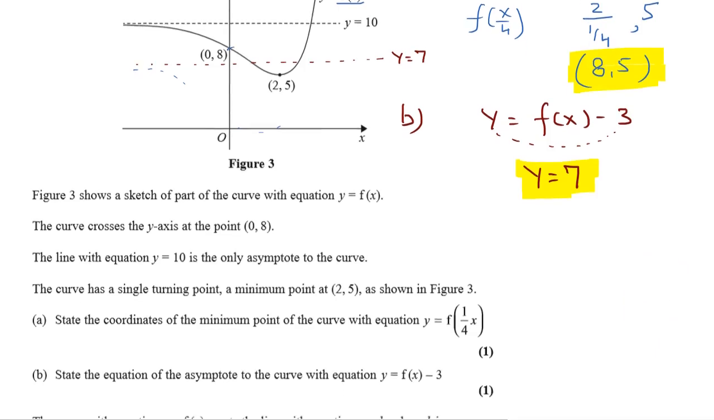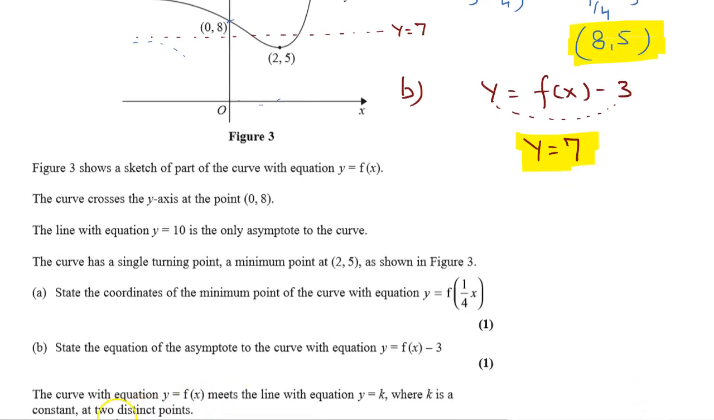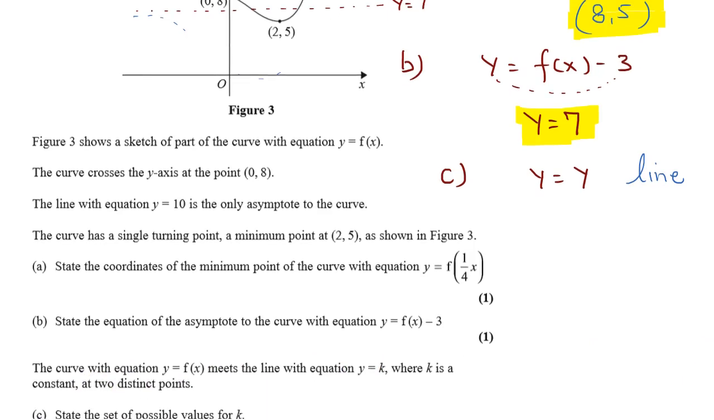Now the next part is: the curve y equals f(x) meets the line y equals k. This is a line. k is a constant, at two distinct points. State the possible values of k.